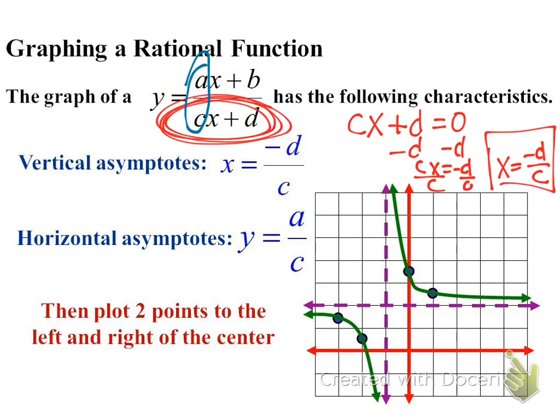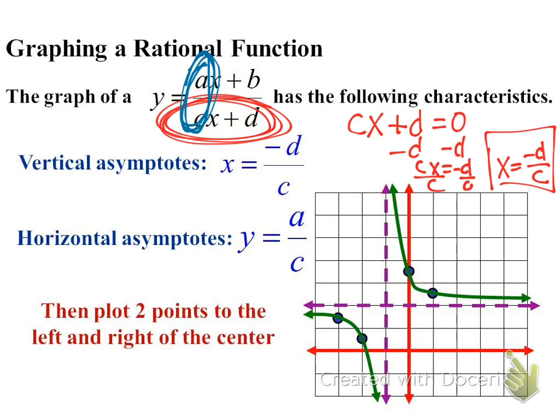So if they're both x squareds, or if they're both x to the third, x to the fourth, it's always whatever this ratio is, the lead coefficient ratio. So if it's just an x over an x, it's just whatever coefficient was with the top x divided by whatever coefficient was with the bottom x. Once you find those asymptotes, 2 points to the left, 2 points to the right, and you're done. Any questions?